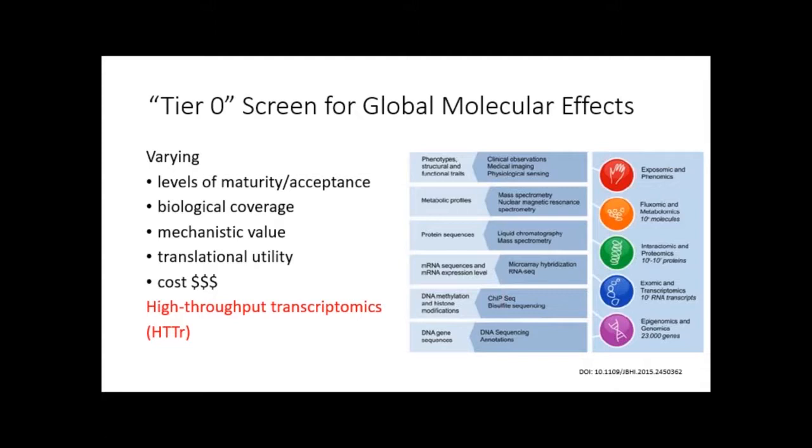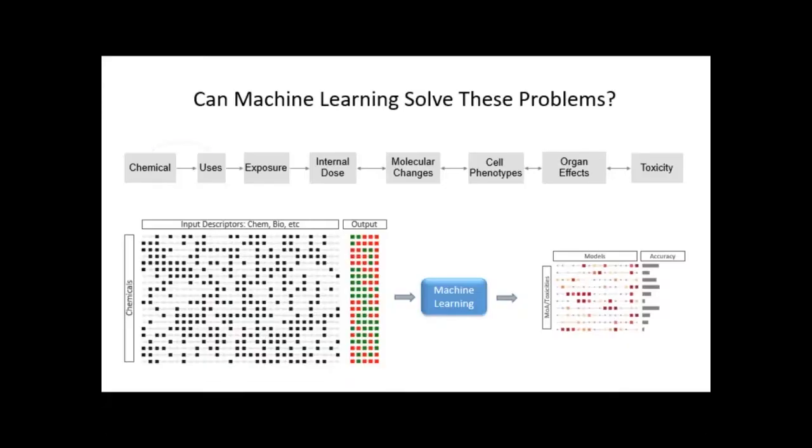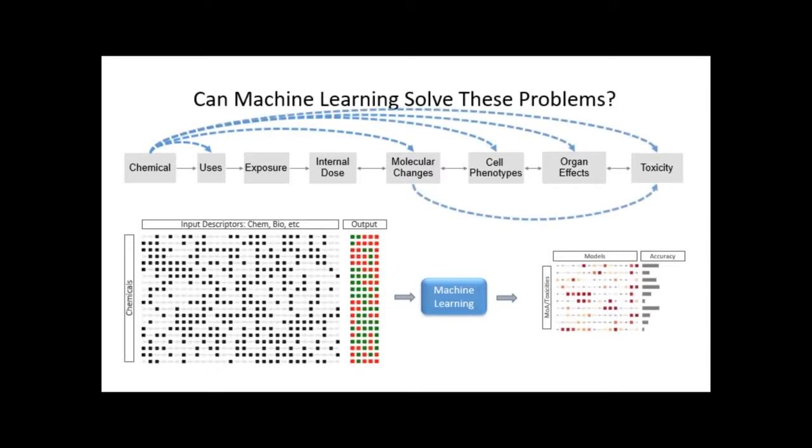But let me jump to the question of what we are going to do with all this information once we actually get it. I'm going to come back to this question of, can machine learning solve all these problems? So this slide is going to be a little non-traditional, and I'm going to go back and also talk about exactly how this is consistent and inconsistent with the sort of ideas that Alex has mentioned.